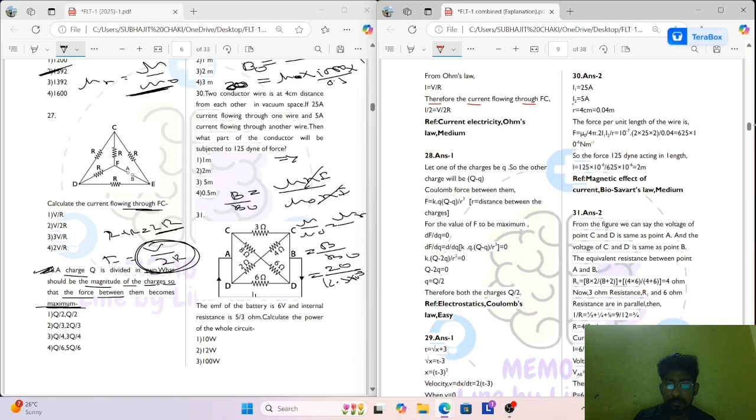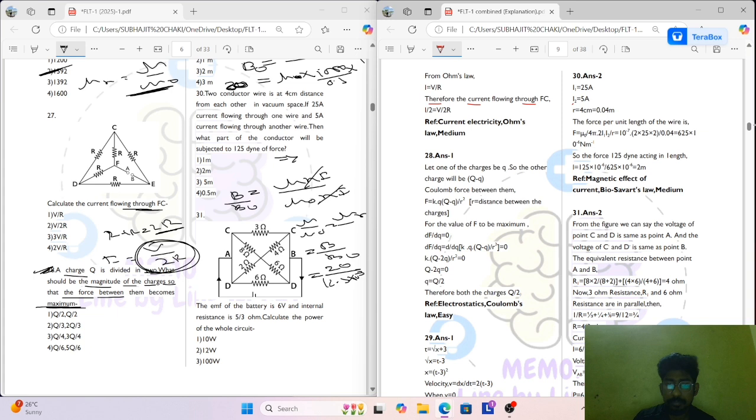So velocity is 0 means 2t minus 6 equals 0. That means t will be equal to 3. At t equals 3, x will be equal to 0. So option number 1 will be the correct option.